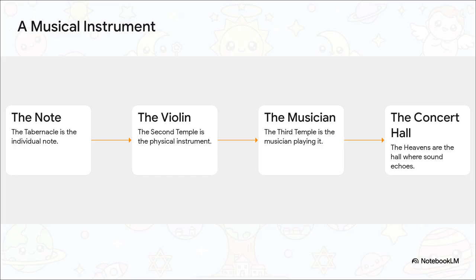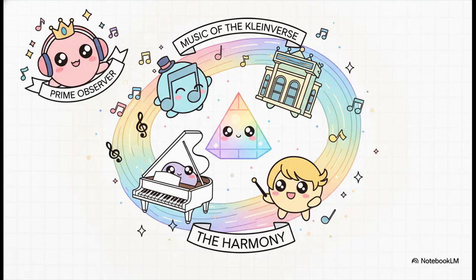The second temple, the physical structure, is the actual violin itself, the wood and the strings. The third temple, the human observer, well, that's the musician playing it. And the fourth temple, the heavens, that's the grand concert hall where all the music reverberates. And that brings us right back to the name. The TET isn't just the number 4. It's the harmony, the beautiful chord that's created only when all 4 of these elements, the note, the instrument, the musician, and the hall, are perfectly in tune with each other. And only then can the prime observer, you, finally hear the music of the universe.